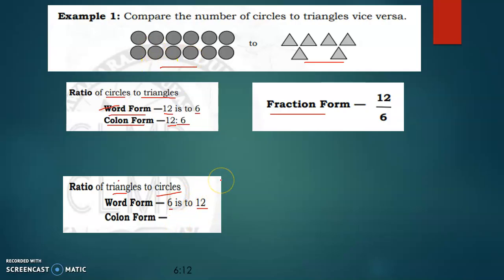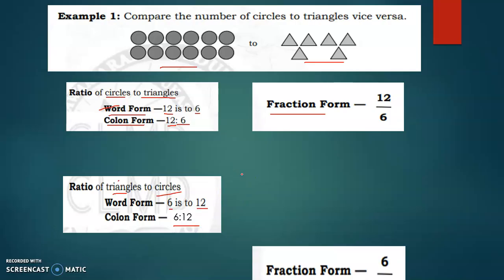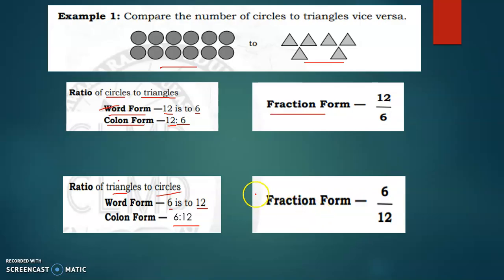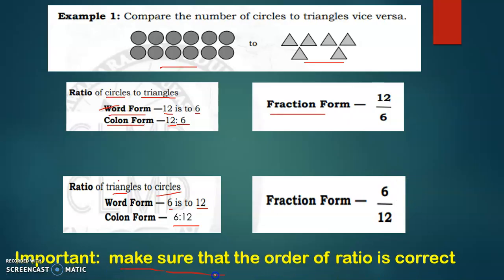And in colon form, of course, that is just 6, and then the symbol for colon, and then 12. Pero pag binasa mo, that is also 6 is to 12 din lang yan. And of course, in fraction form, that is also can be written as 6 is to 12 lang yan. Okay, important, make sure that the order of ratio is correct.